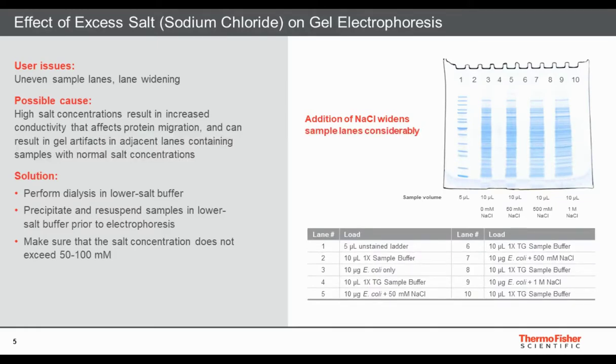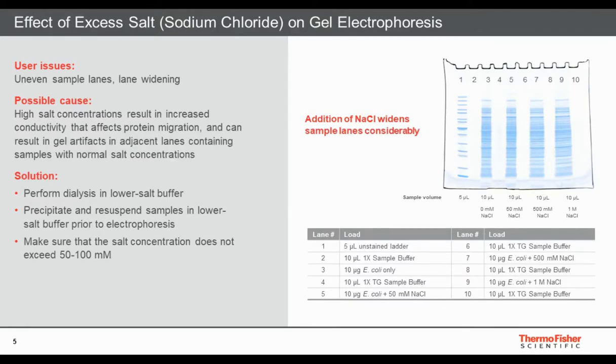Okay, so let's start with what happens when you use excess salt. On the right, the gel image shows the effect of increasing sodium chloride, or NaCl, salt concentration on electrophoresis. Lane 1 is the unstained ladder, and lanes 3, 5, 7, and 9 are 10 microgram of E. coli lysate with increasing amounts of sodium chloride concentrations. The 500 millimolar and 1 molar NaCl concentrations result in uneven sample lanes and lane widening, which is particularly noticeable towards the bottom of the gel.